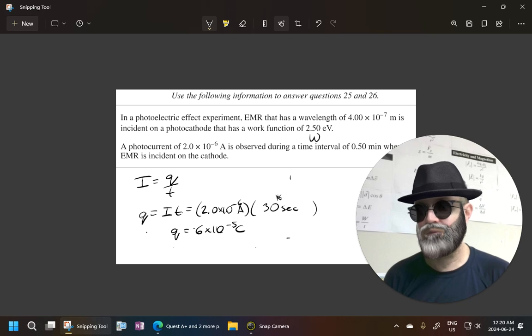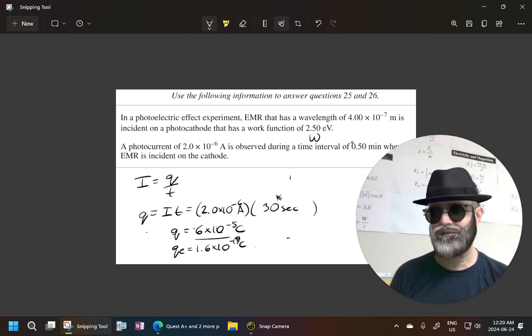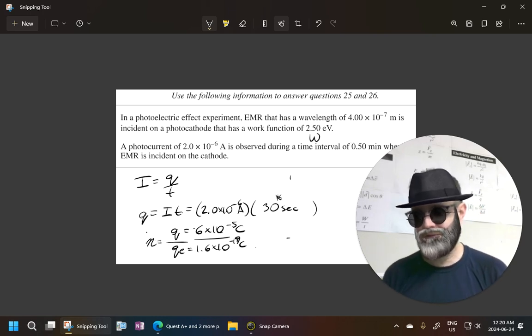That is, one electron is 1.6 times 10 to the negative 19 coulombs. So I just have to figure out how many fit into that. So I essentially just divide these, right? That's how many electrons it would be. All right, so I just divide the two numbers.